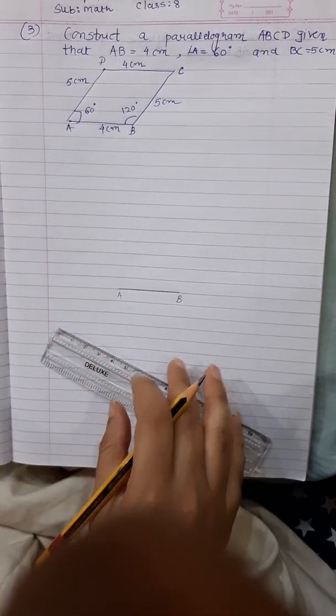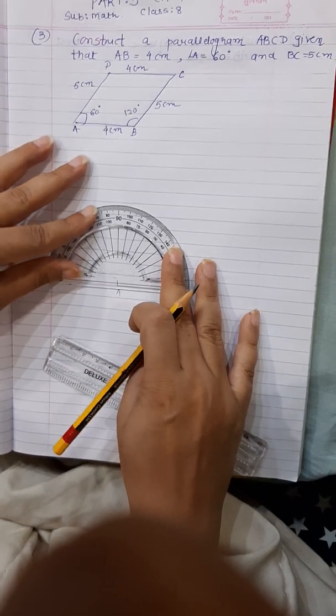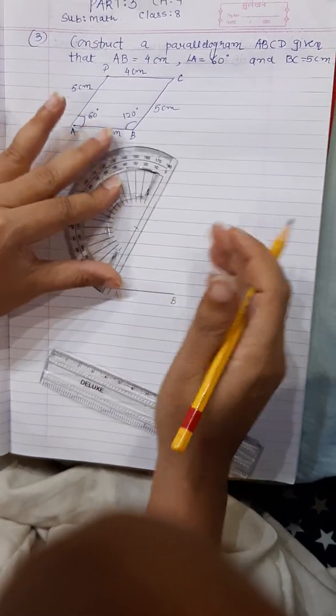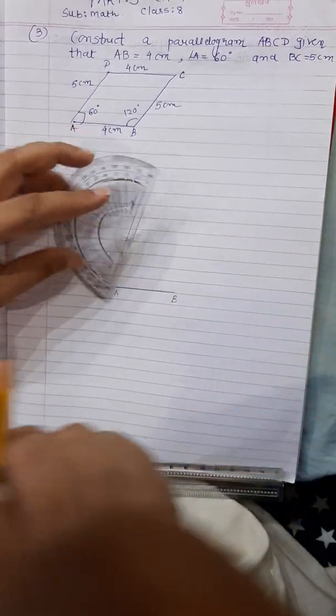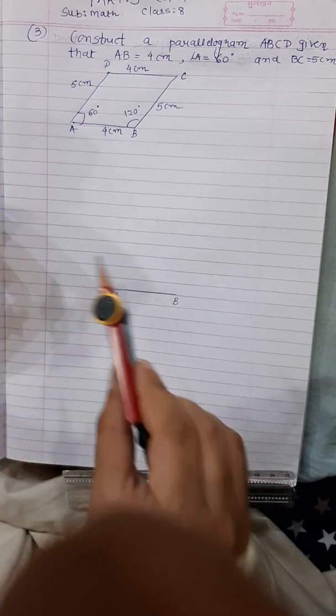Now at A, I need 60 degrees. You simply put your protractor here. You can mark 60 degrees here, right? And you can just draw a line. That way also you can find it, but I'll even teach you how to draw using a compass.